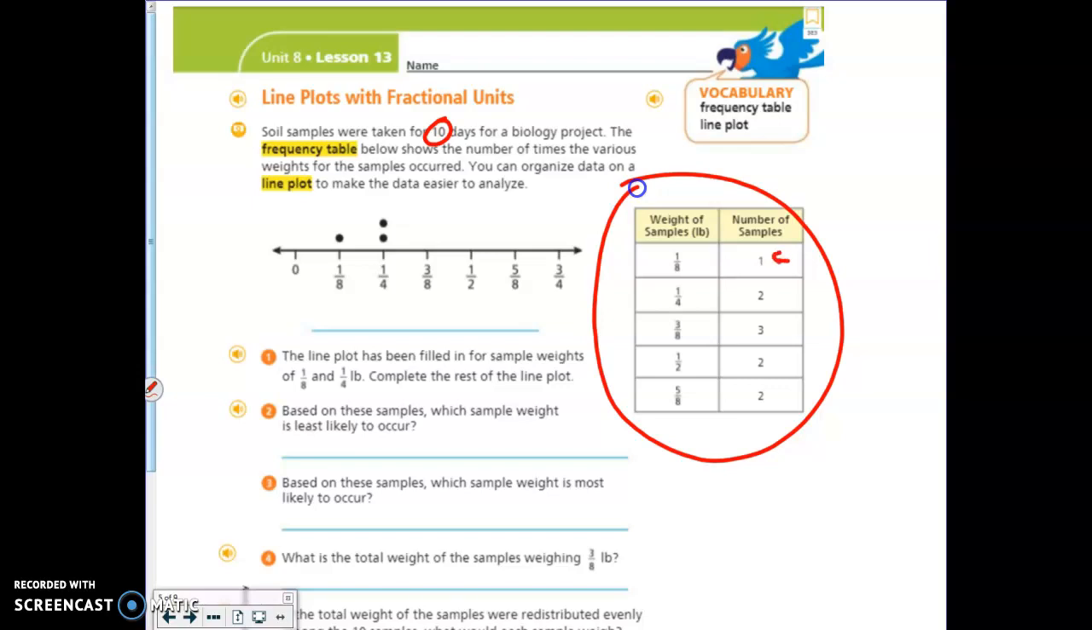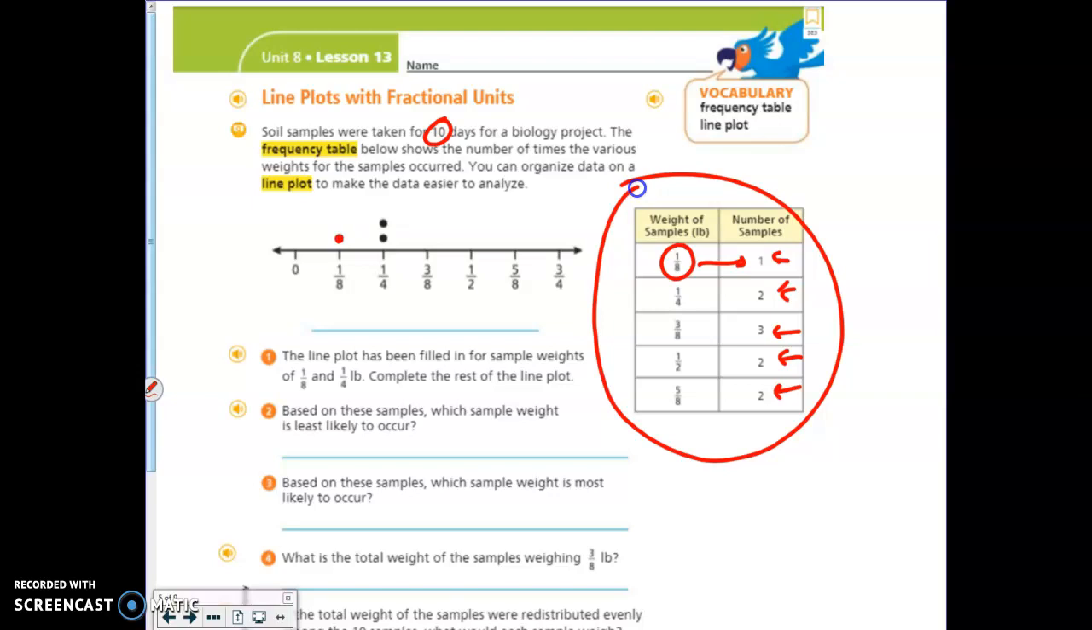We've got 1, 2, 3, 6, 8, and 10. Those numbers are the number of samples, and they are showing us how many samples occur for each of those fractional weights. Now they've completed part of the line plot for us, or line graph for us already. And so as we look over here, we can see that the weight of 1/8 occurred one time. So as we look at this, that's why they've got one dot.